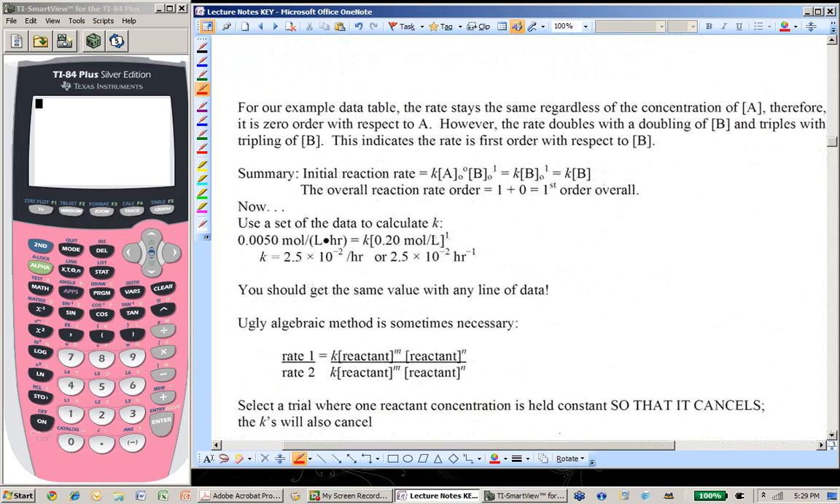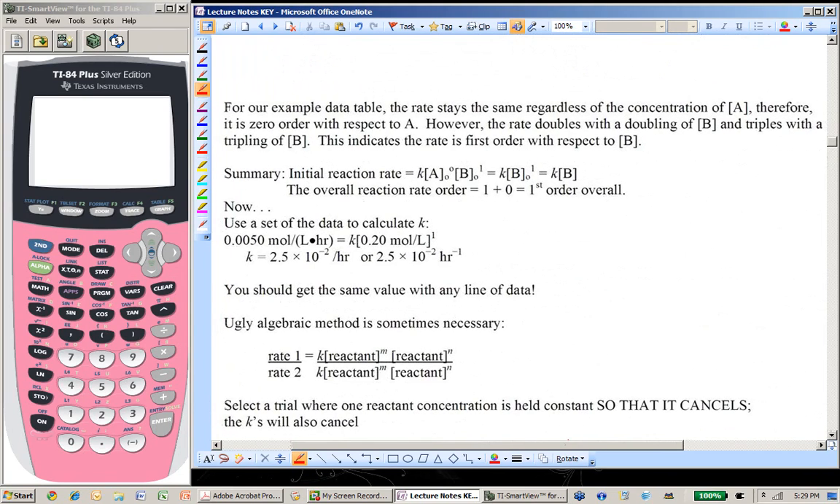For our example data, the rate stays the same regardless of the concentration of A, therefore we determined it was 0 order. However, the rate doubles with a doubling of B, it triples with a tripling of B, and that indicates that the exponent on B is first order. So again, the 1 is optional. You can see in this text it wasn't printed there, but the fact you wrote it down means you had 1.